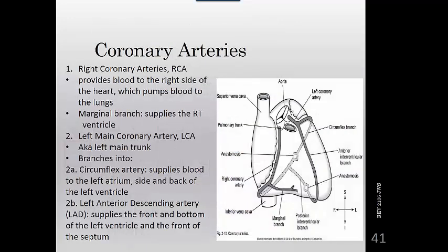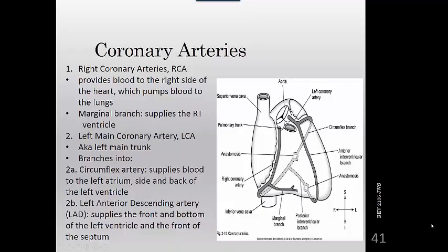Major vessels of circulation are the right coronary artery, also called the RCA. It provides blood to the right side of the heart, which pumps to the lungs. The marginal branch branches off of the RCA and supplies the right ventricle. So the RCA is here, right side of the heart. The marginal branch branches off here, and then here's the RCA going around the back of the heart to the anastomosis of the circumflex branch off of the left side.